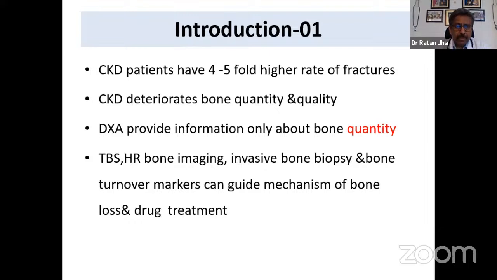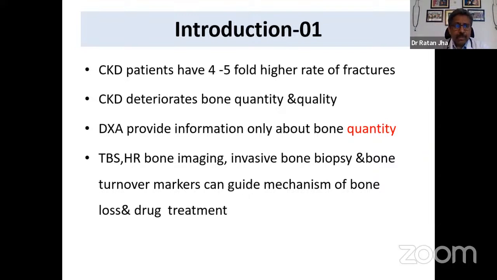Introducing the concept of osteoporosis in CKD, and how it is important. It has been reported that patients of chronic kidney disease have almost a 4 to 5-fold higher rate of fracture compared to the general population. The patients of chronic kidney disease suffer from bad bone health, which is deterioration of bone quality as well as quantity. The DEXA scan that we commonly do provides information only about the quantity of bone, but not the quality, which is at stake in patients with chronic kidney disease.